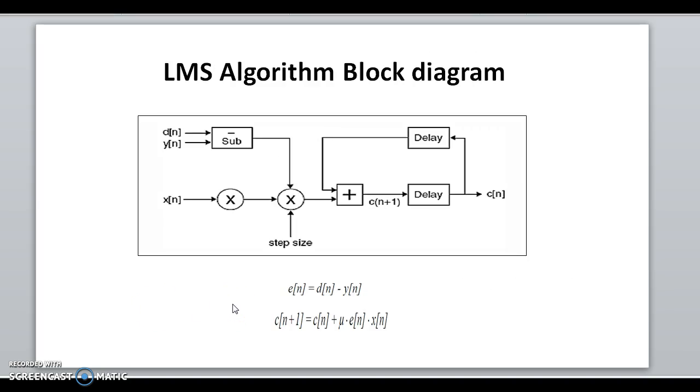This is a basic block diagram of the LMS algorithm. In this, as we discussed before, the error signal is generated by subtracting the output of the FIR filter from the desired value, and this value is E of n, which is multiplied with the input sample and also the gain factor here.